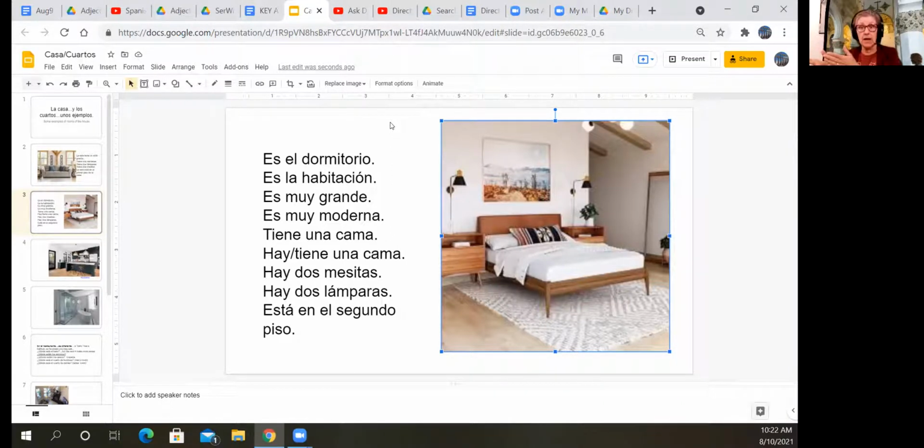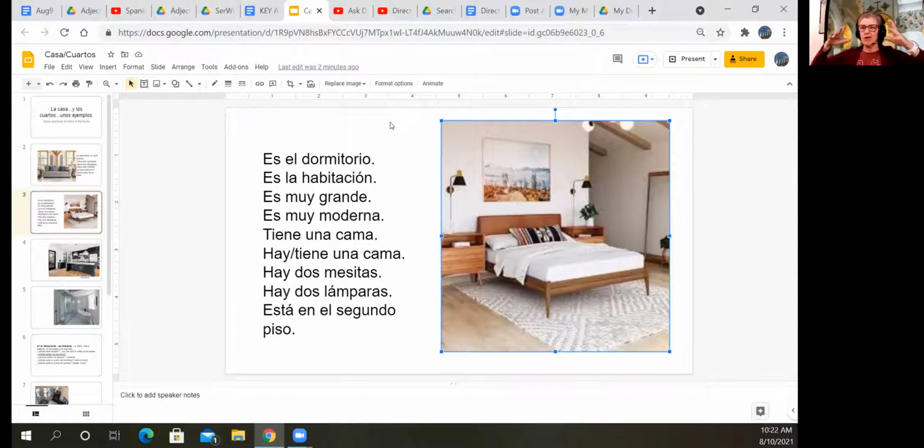Tiene una cama. It's got a bed. Tiene, hay una cama. I can say there is a bed, or tiene una cama. Hay 2 mesitas. There are 2 side tables. Hay 2 lámparas. There are 2 lamps. Está en el segundo piso. It's located on the second floor. Piso refers to the floors, the levels of a building.